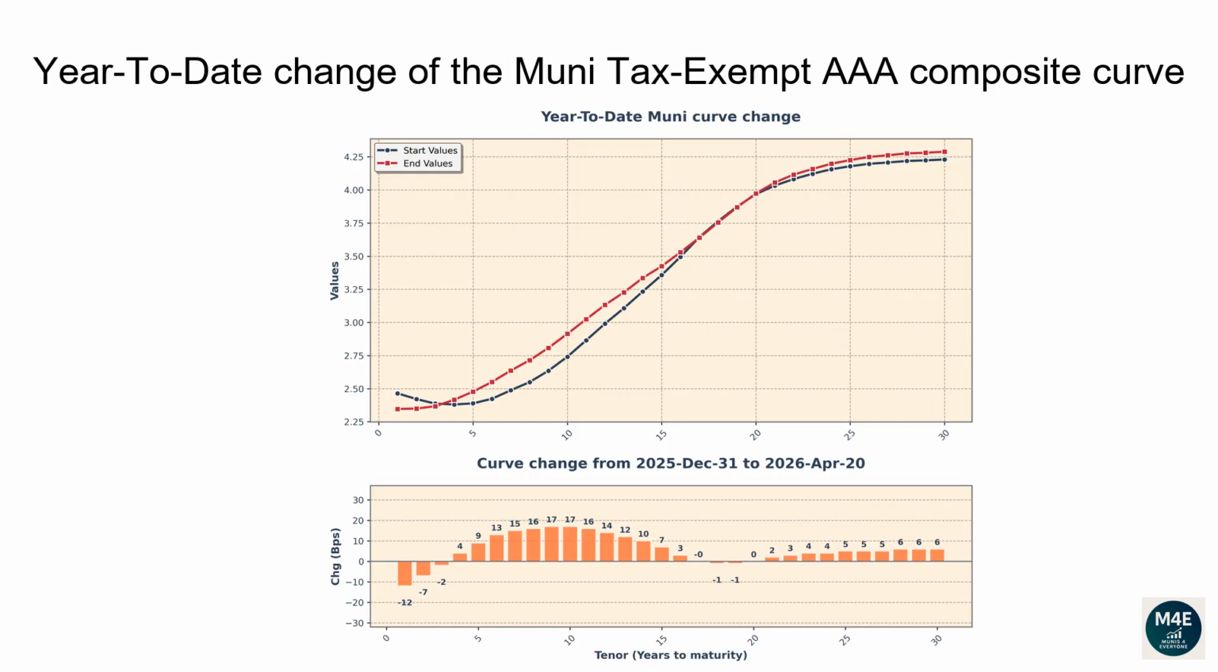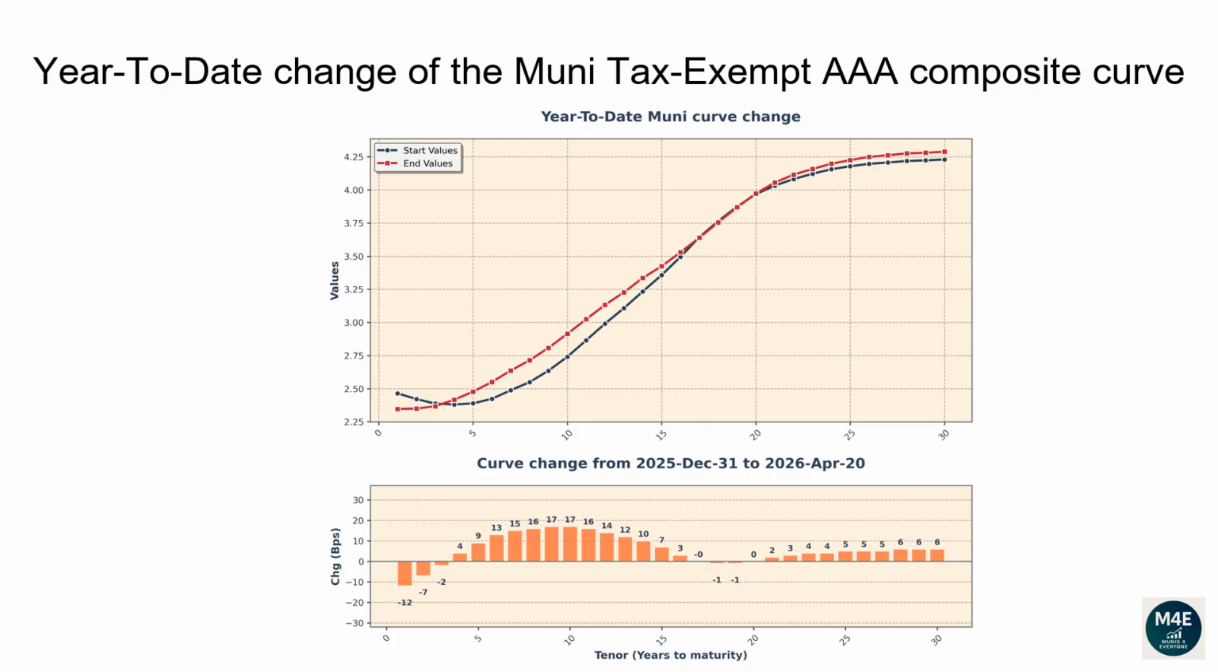Let's now go over how the Muni AAA tax-exempt curve has changed year to date. The graph displayed shows on the top-hand side the most recent AAA Muni curve versus the curve at the end of last year. The bar plot on the bottom-hand side shows instead the difference between the two curves, meaning how much each tenor of the Muni curve has changed in basis points.